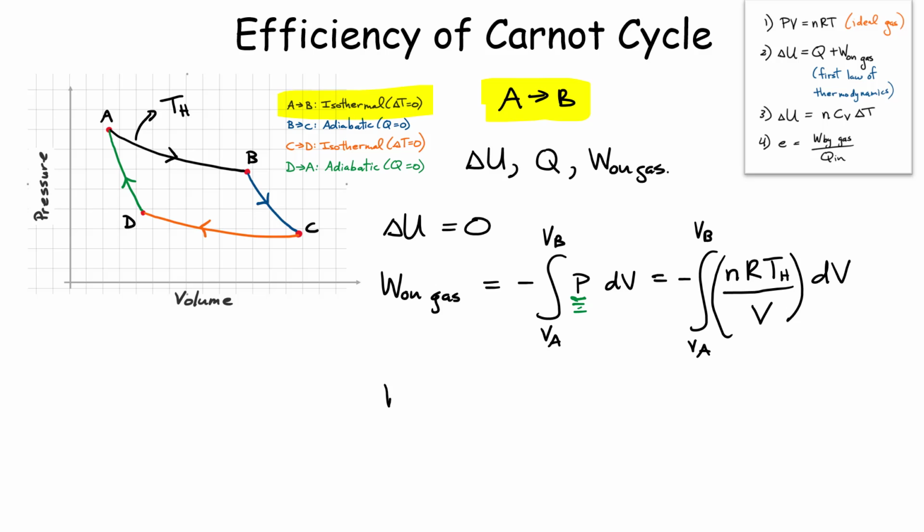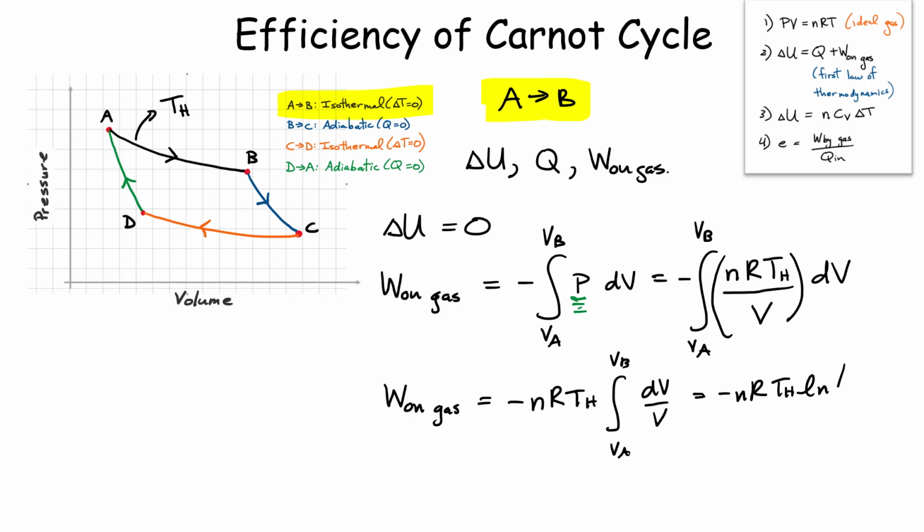Now the next step I always like to do, before I do the integral, is bring all the constant terms to the front. So I have the number of moles, the ideal gas constant, TH goes over here, and I'm left with the integral from the initial volume to the final volume of dV over V. This is a well-known integral. It's given by the natural log, and when you substitute the limits here, you should get nRTH times the natural log of my final volume, VB, over VA. Now this ratio is going to be bigger than 1, so the natural log of a number that's bigger than 1 is going to be positive.